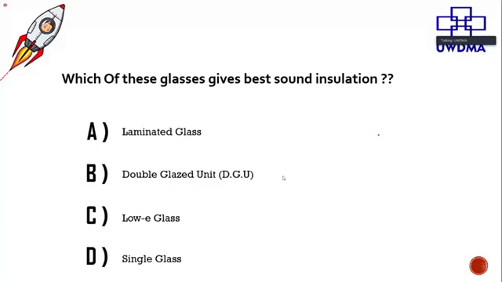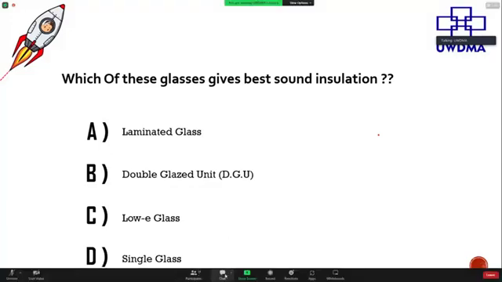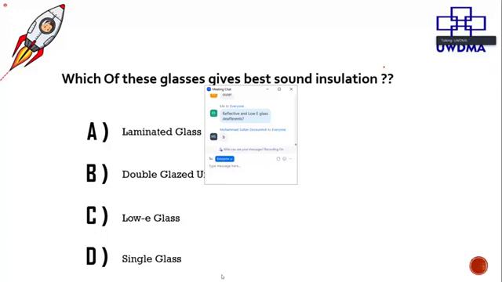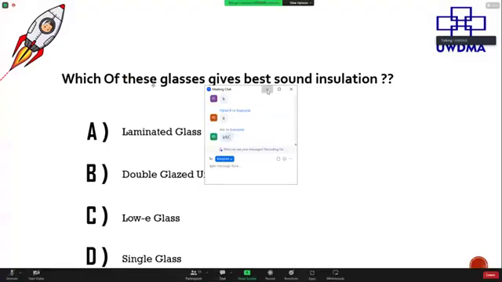So now let's come to some questions. Which of these glasses gives the best sound insulation? We're talking about sound here. A, laminated. B, DGU, that is double glaze. Or C, low E glass, or D, single glass.